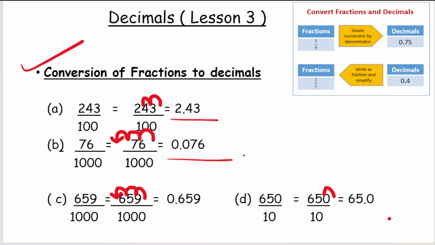Now students, you have to remember one very important thing. The number of places depends on the number of zeros in the denominator. So it is a very important and direct connection. Let us look at question C.